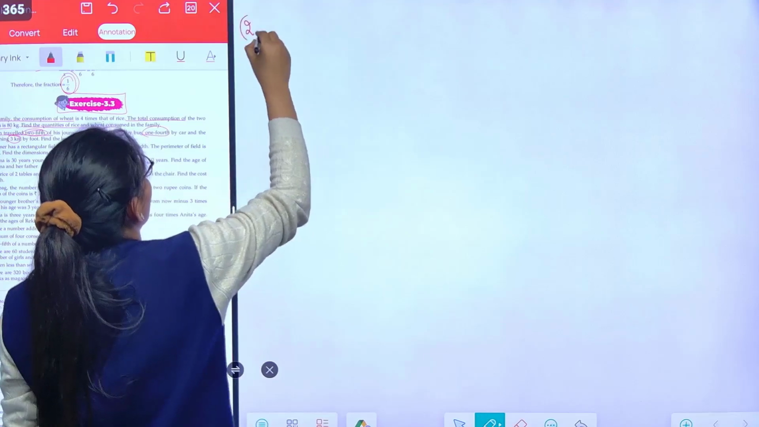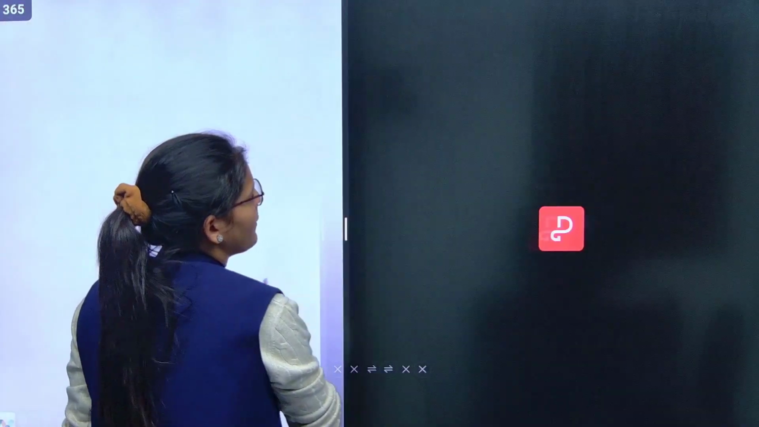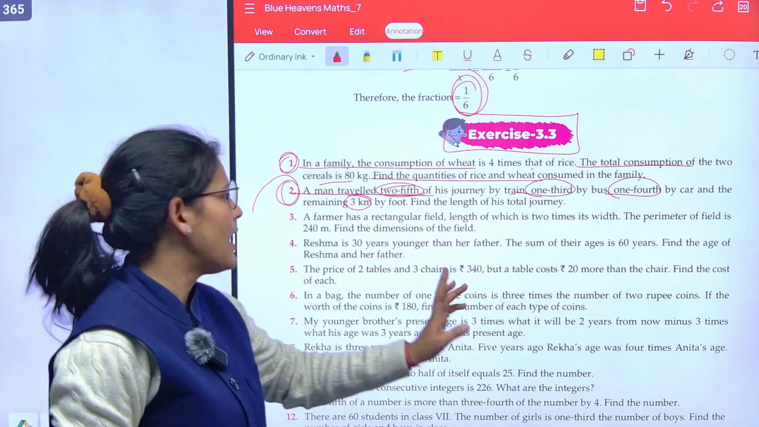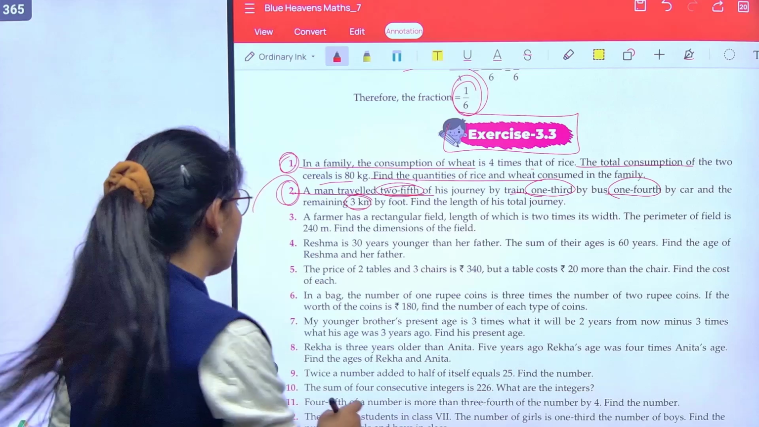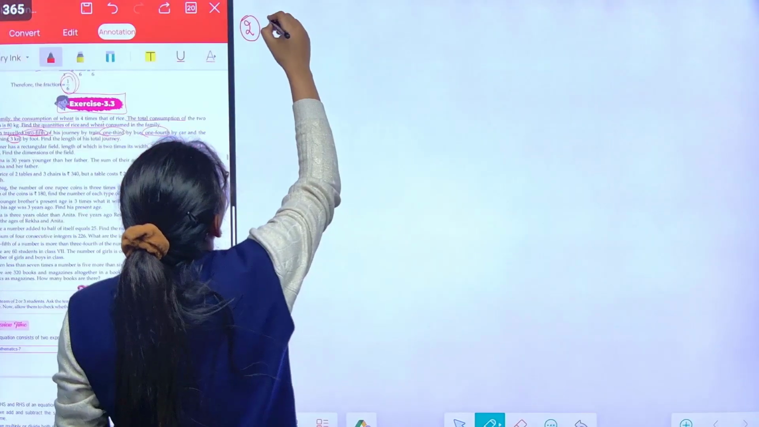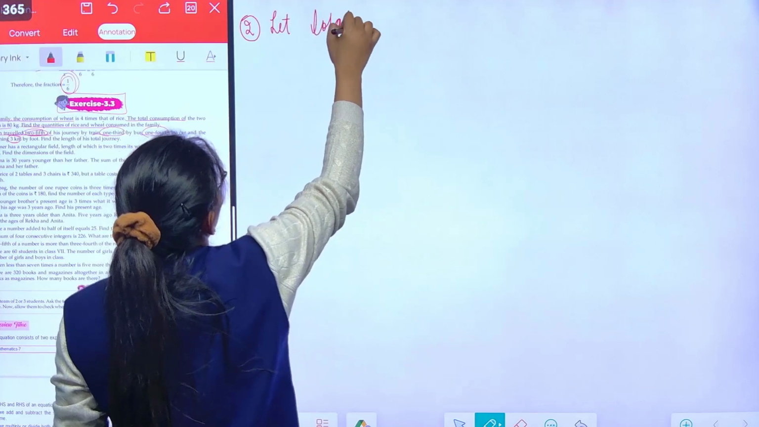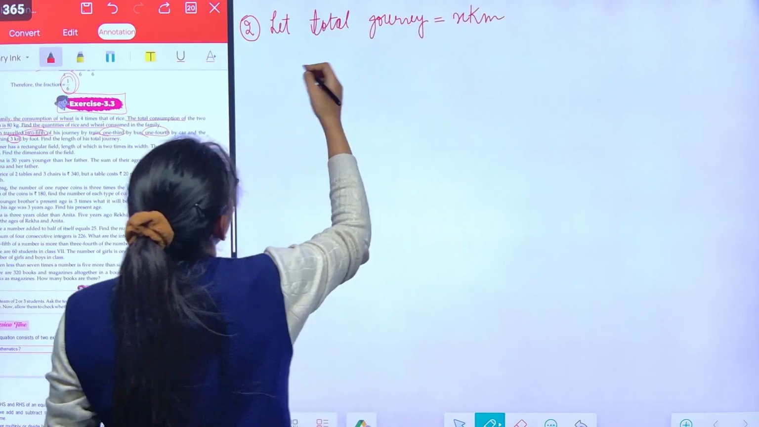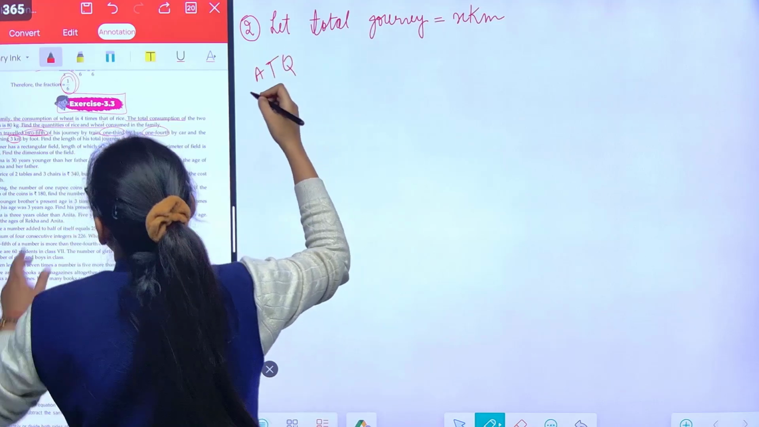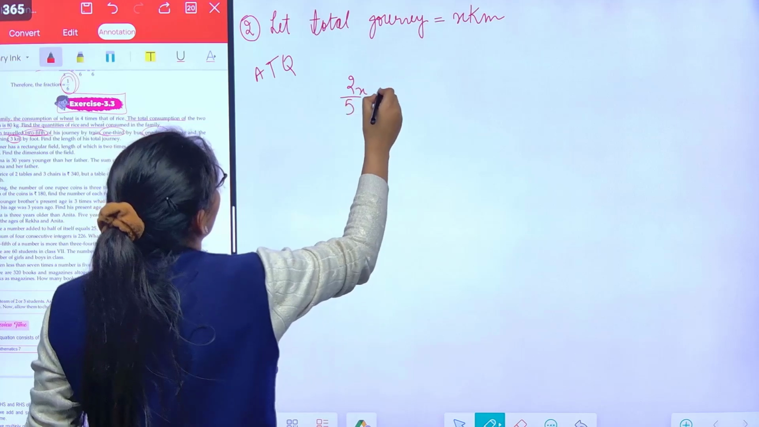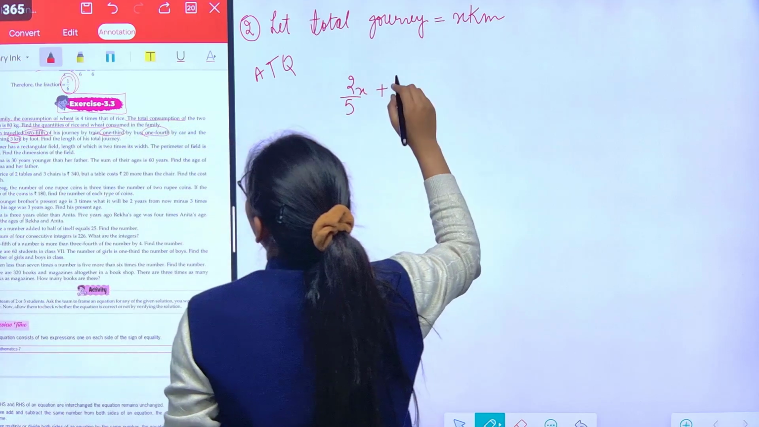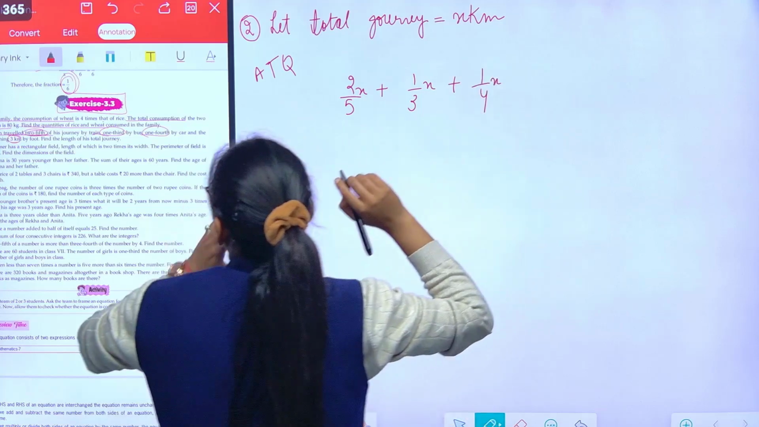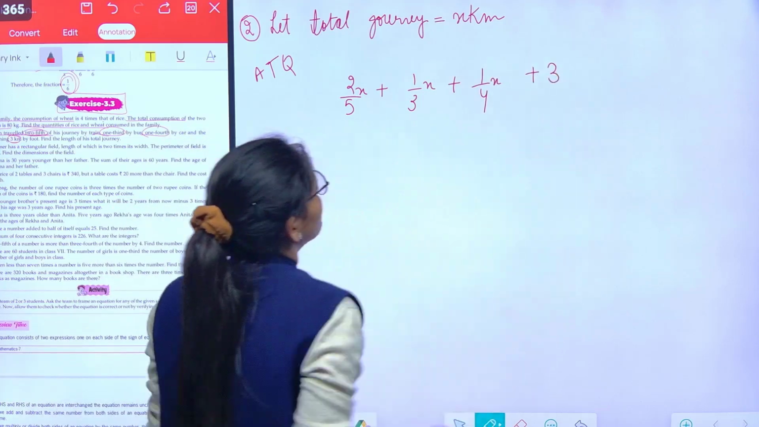Yes class, see question number 2. क्या किया था उसने, 2/5 जर्नी अपनी ट्रेन से, 1/3 बस से, 1/4 कार से, and then rest of the journey उसने by foot travel की थी. Now class, let total journey be x kilometer. Now class, अब according to the question, 2/5 की उसने by train, 1/3 by bus and 1/4 by car and remaining जो बची हुई 3 किलोमीटर थी उसने की by foot.